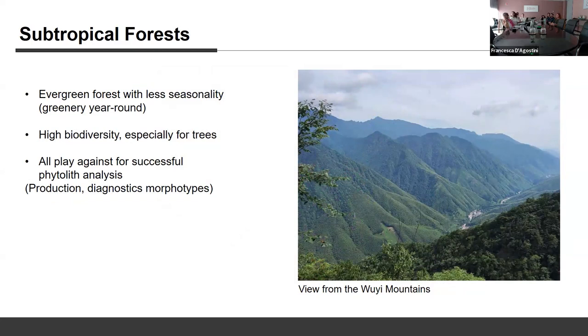Why? Because trees are not big phytolith producers. Not all trees produce phytoliths, and not all trees produce diagnostic phytolith morphotypes that we can attribute to the parent plant. So all of this plays against phytolith analysis, which makes me a little bit worried. But still, we want to know what it looks like.